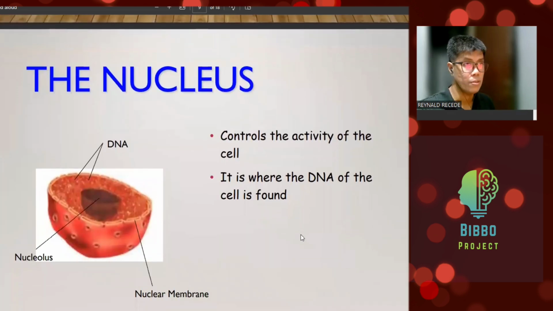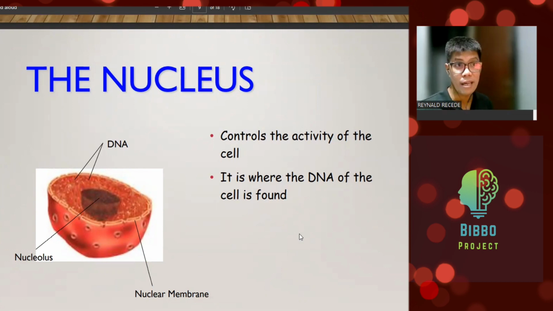The nucleus. Of course, this one is found only in eukaryotic cells and it is the one that controls all the activities. Kumbaga parang sa tao, sa ating anatomy, ito yung brain because the brain controls all of the activities in our body. So kung mag-a-analogize tayo, that is how we're going to think of it. And it is where the DNA of the cell is found. But take note, in eukaryotic cells, it's not only in the nucleus where the DNA is found.